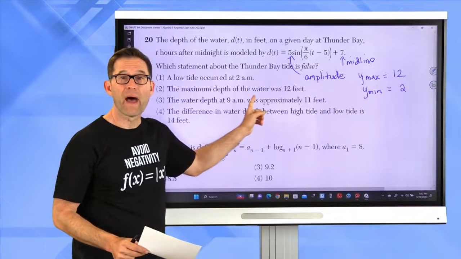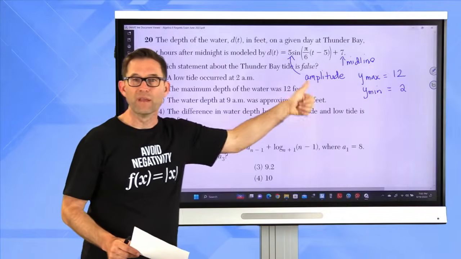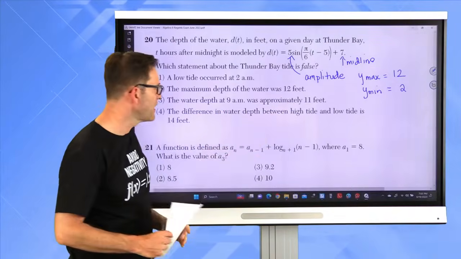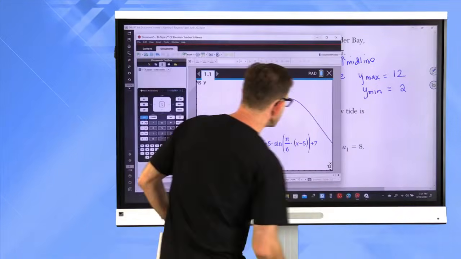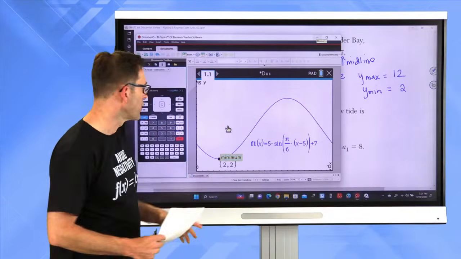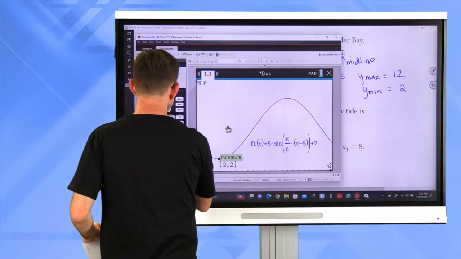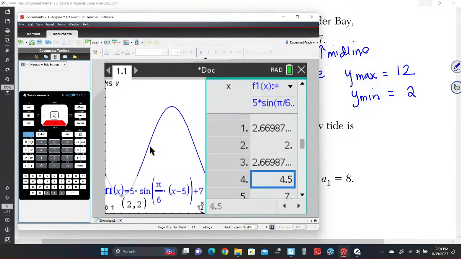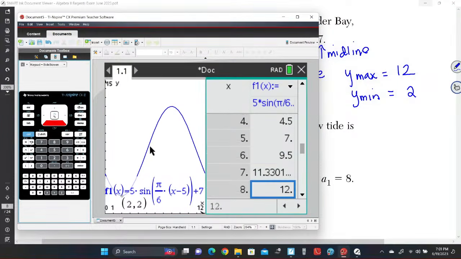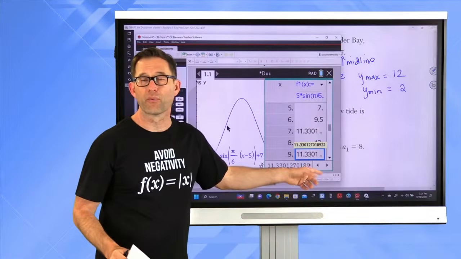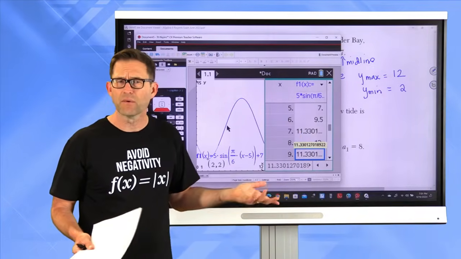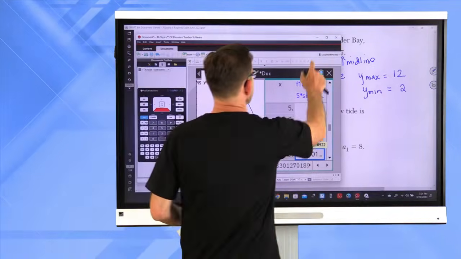We already know that the maximum depth of water was 12 feet, so that one was cool. The water depth at 9 a.m. was approximately 11 feet. Well, this is a great chance to hit Control T and throw a table in. What did I want? I wanted to see what the level was at around 9 a.m. So that's 11.33 feet, and it said approximately 11 feet. I'd say, yeah, okay, that's good.